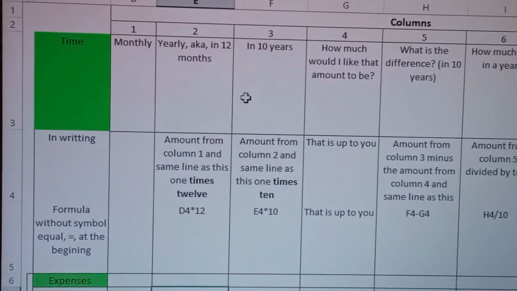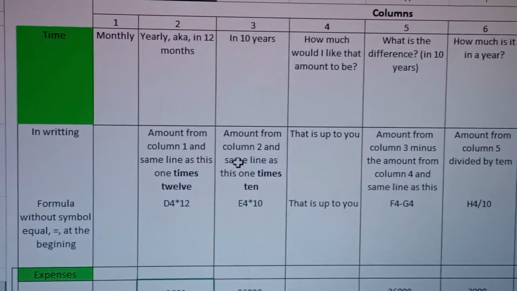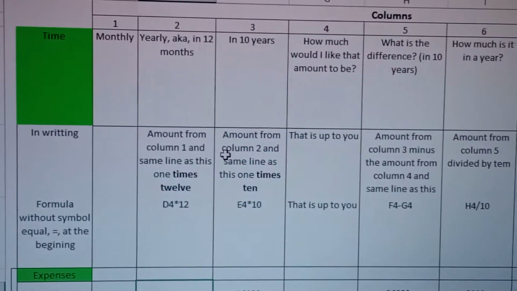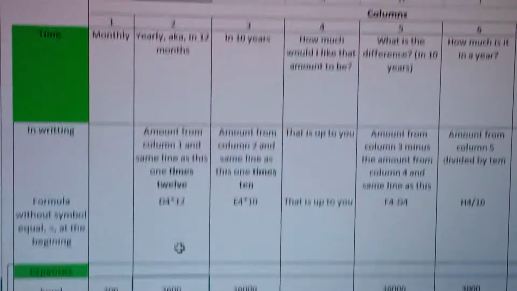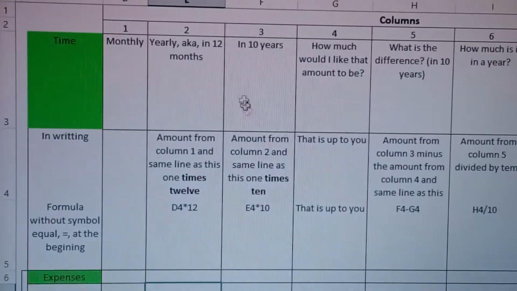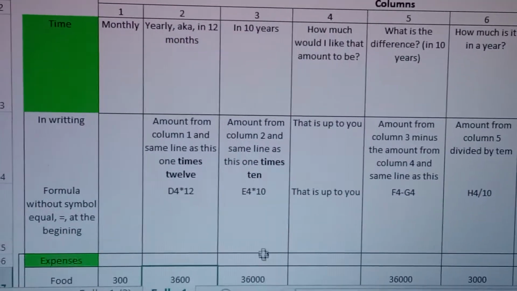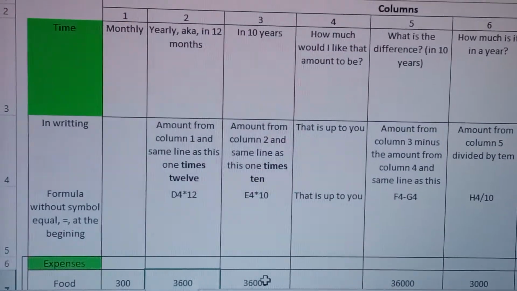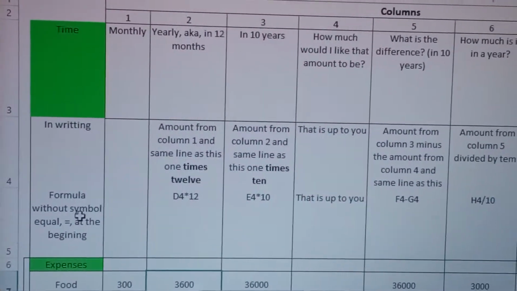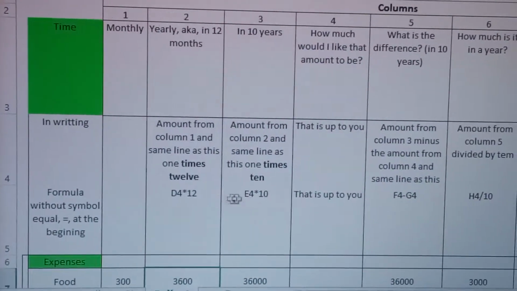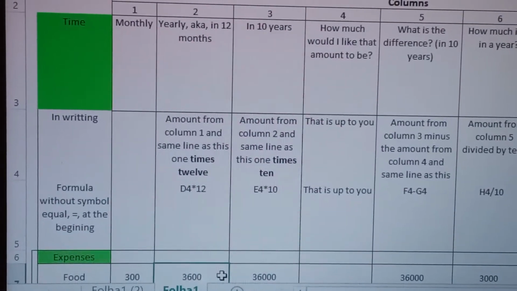Now, let me explain. I've written down the times and questions here. Then I've written down how we do it, like literally in written. I've written it so that I can understand, and so can you. So the amount from column 2, and the same line as this one, times 10 will be the amount in 10 years. And then I wrote the formula without the equal symbol before.